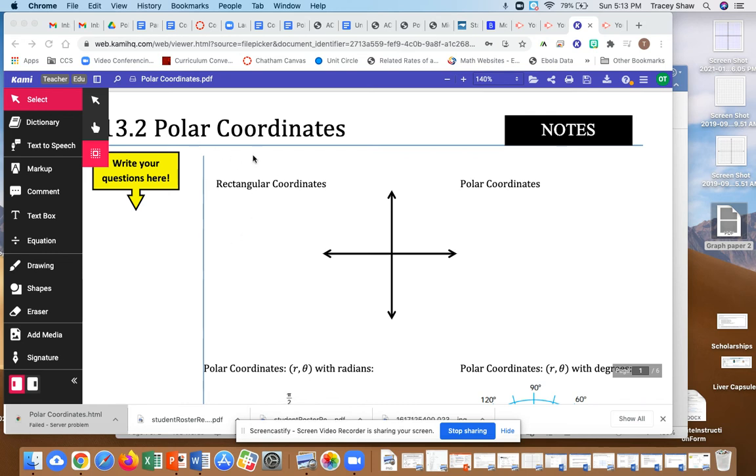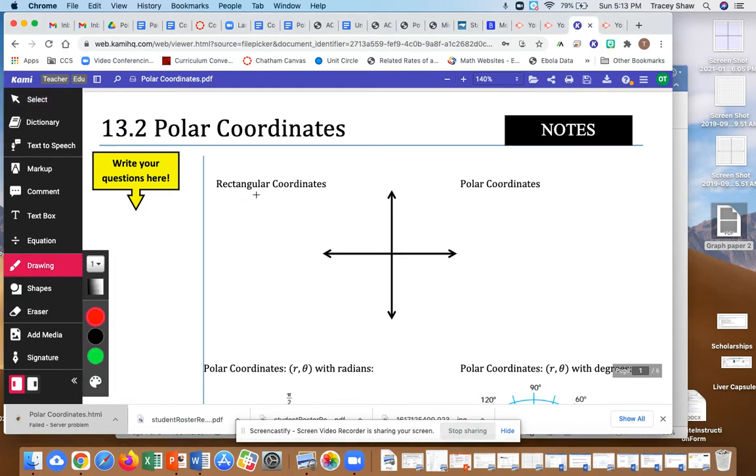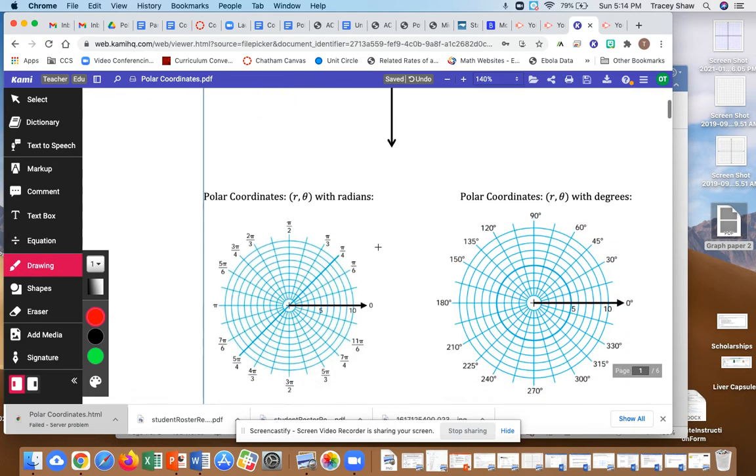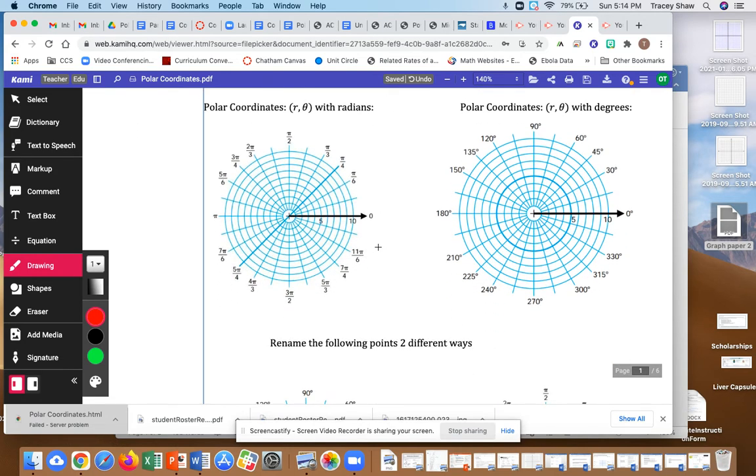We're going to be looking at polar coordinates today. We're normally graphing with rectangular coordinates, which are an x and a y. But today we're going to look at graphing polar coordinates, which are an r for radius and an angle, theta. Let's start off with graphing polar coordinates in radian form.